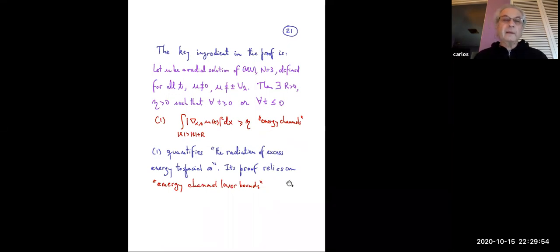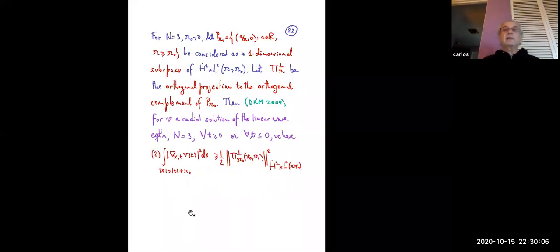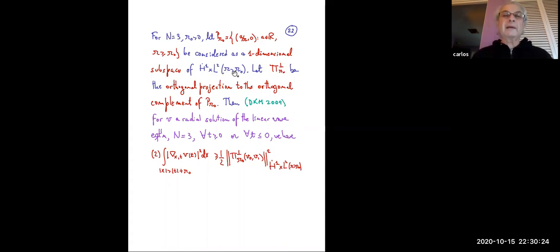Okay. The proof of this fact relies on what we call energy channel lower bounds. Okay. So let me explain what those are. We start with the 3-dimensional case, n equals 3. We fix a number little r naught, and we look at a over r comma 0 as a subspace of H1 cross L2 of r bigger than r naught. So this is a 1-dimensional subspace.